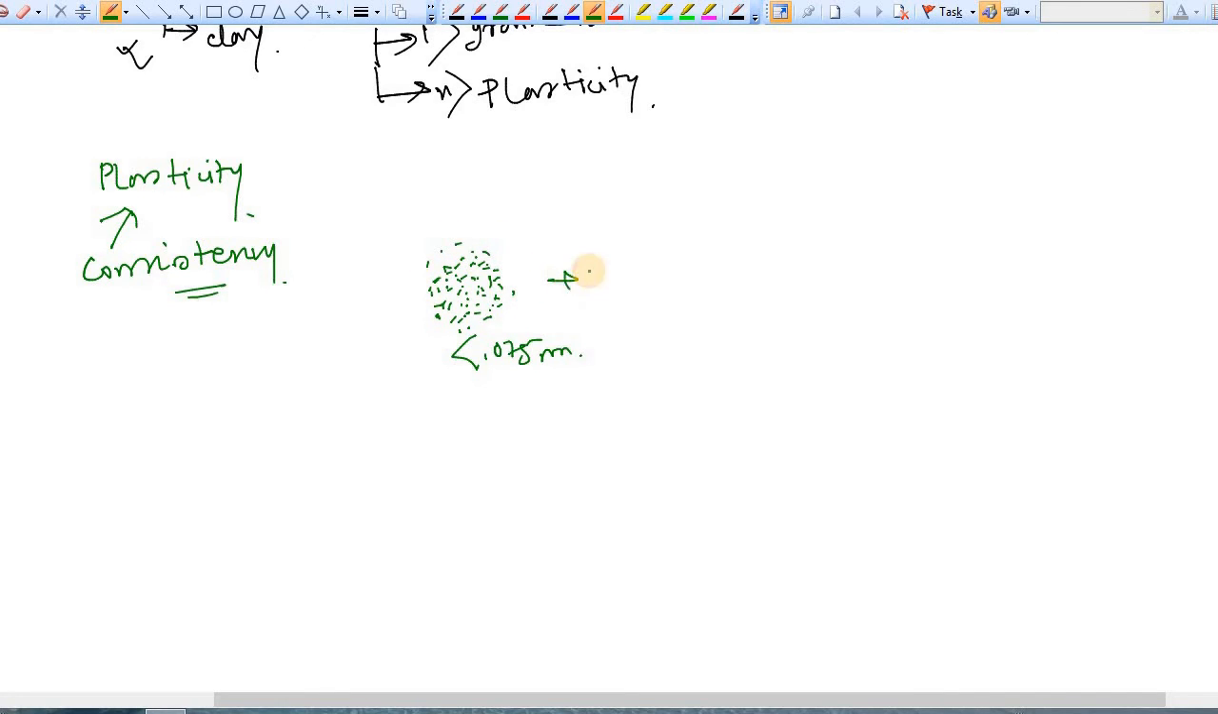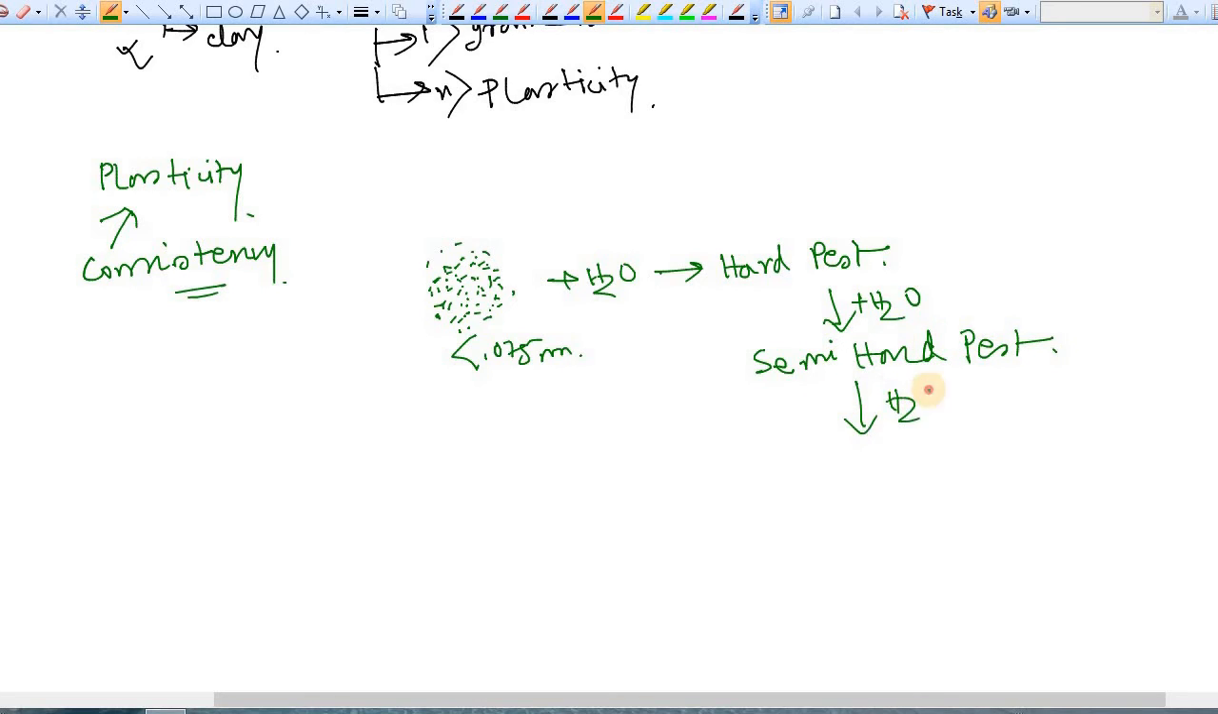Now you add a very small amount of water, and it will form a very hard paste. Then if you again add some water, it will form a semi-hard paste. If you add some more water, you will get a soft paste. If you again add some water, you will get a liquid type soil, a dilatant liquid type soil.